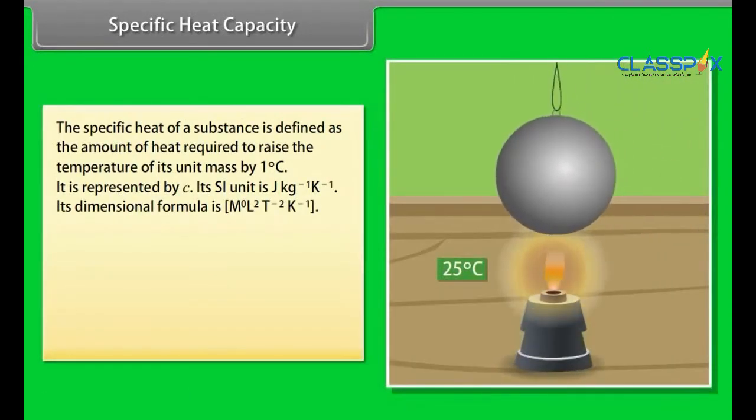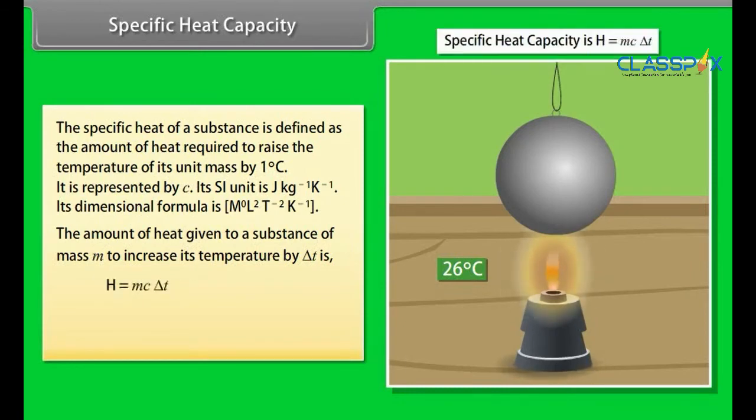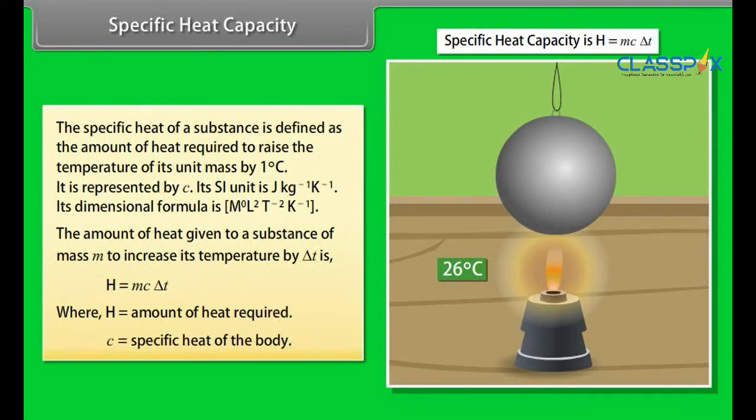Specific heat capacity. The specific heat of a substance is defined as the amount of heat required to raise the temperature of its unit mass by 1 degree Celsius. It is represented by C. Its SI unit is joule per kilogram per Kelvin. Its dimensional formula is M to the power 0, L squared, T to the power minus 2, K to the power minus 1. The amount of heat given to a substance of mass m to increase its temperature by delta T is H equal to mc delta T, where H is the amount of heat required and C is the specific heat of the body.